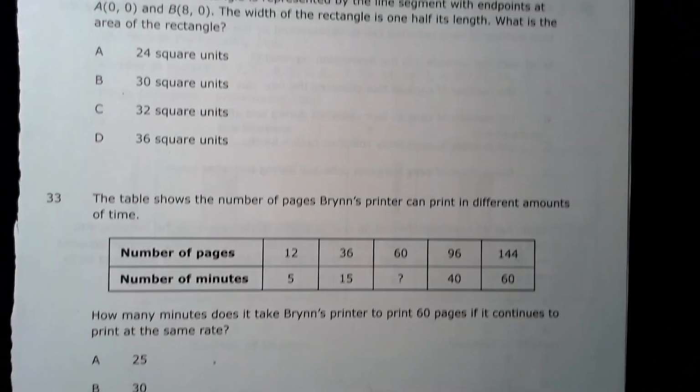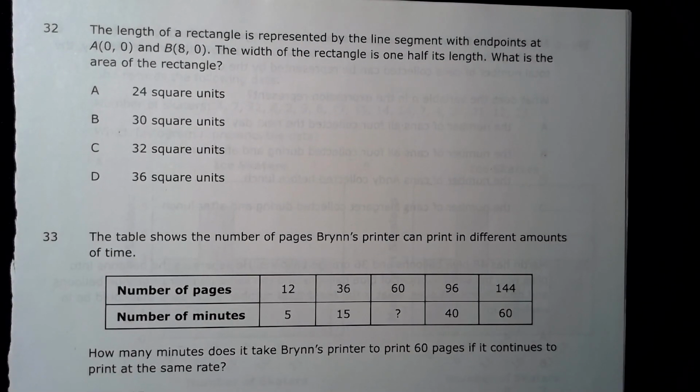Moving right along to number 32. The length of a rectangle is represented with a line segment with endpoints at A (0, 0) and B (8, 0). The width of the rectangle is 1/2 its length. What is the area of this rectangle?